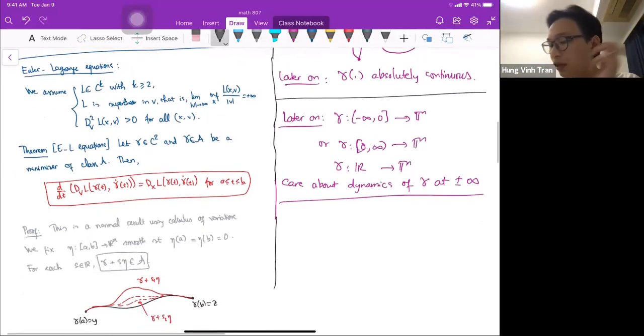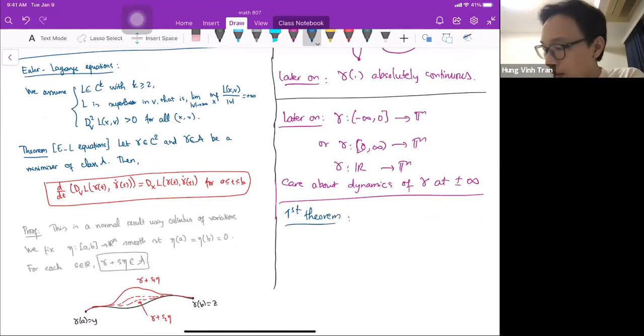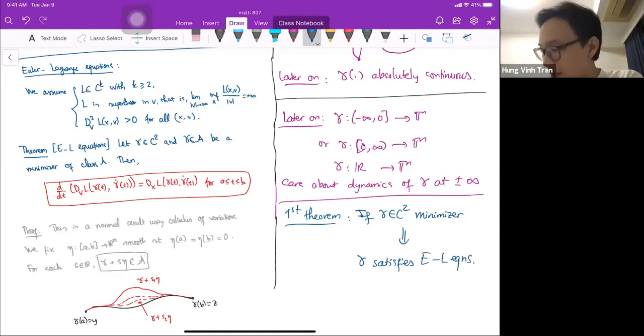Okay, so for now, we're going to prove our first theorem. The thing is the following. The first result, the first theorem, is going to be about this: if gamma in this admissible set is a minimizer, then gamma satisfies the so-called Euler-Lagrange equations.